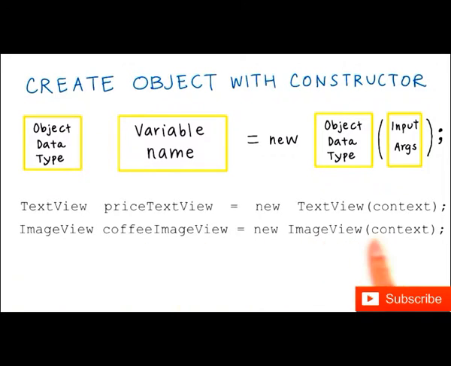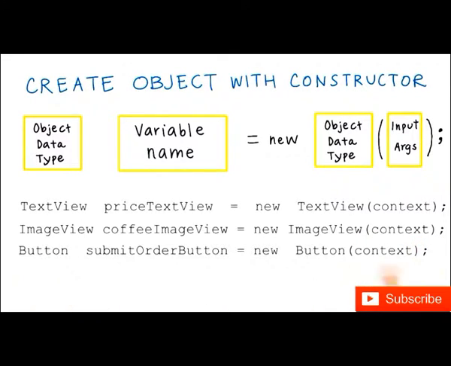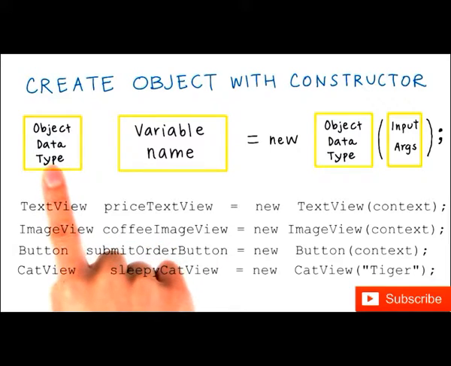Here's another example of creating an ImageView object and storing it inside a variable. The data type is ImageView, the variable name is coffeeImageView, and then we have the assignment operator followed by new ImageView. This is spelled the same exact way as the object data type here. Since we're calling the constructor and we have to pass in any inputs, we have parentheses and then we put the inputs in there. Here's a third example that creates a Button object and stores it in this variable. The data type is Button, the variable name is submitOrderButton, and then we say new Button to call the constructor. You can even define your own object data types.